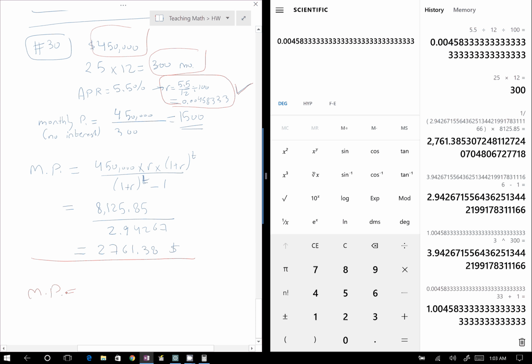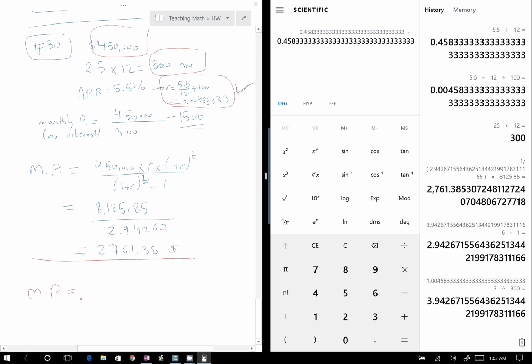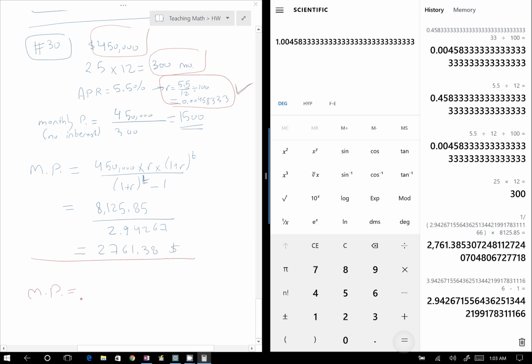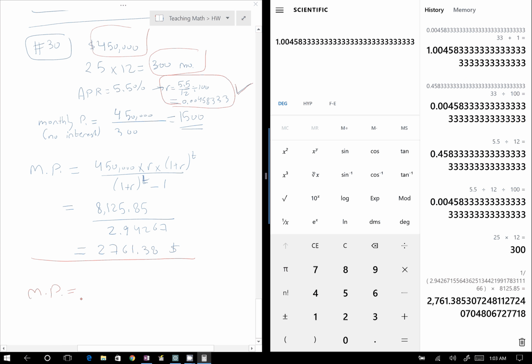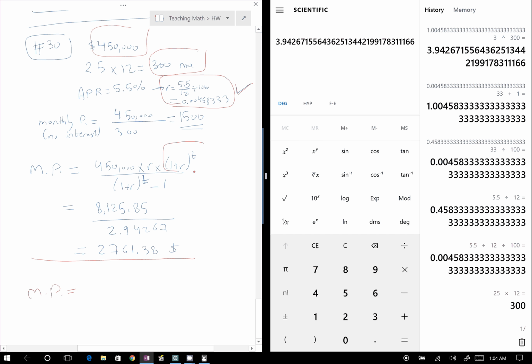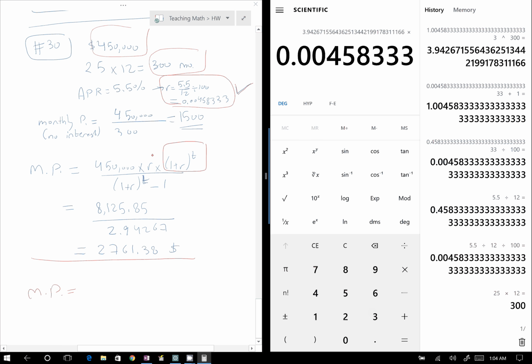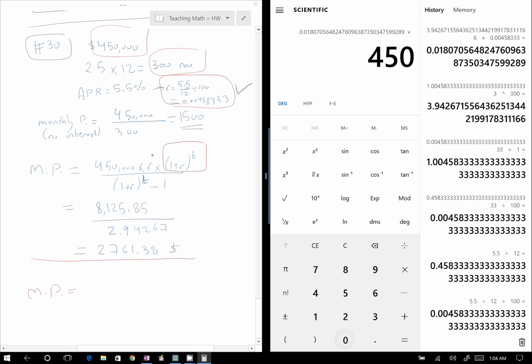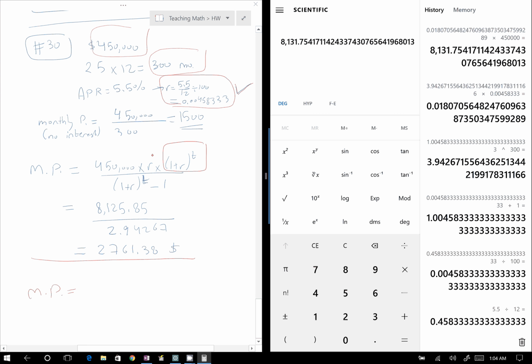Monthly payment. Let me do 1 plus R. So 5.5 divided by 12 divided by 100 plus 1 raised to the power 300. So I did this part. Let me do R now. Multiplied by R, 0.00458, multiplied by 450,000. So you see it's a little bit different. 8,131.754.